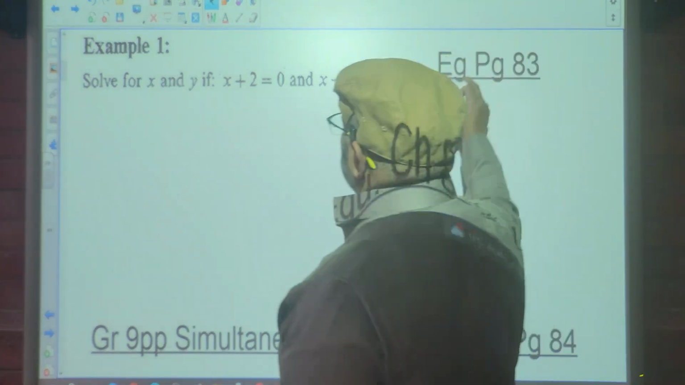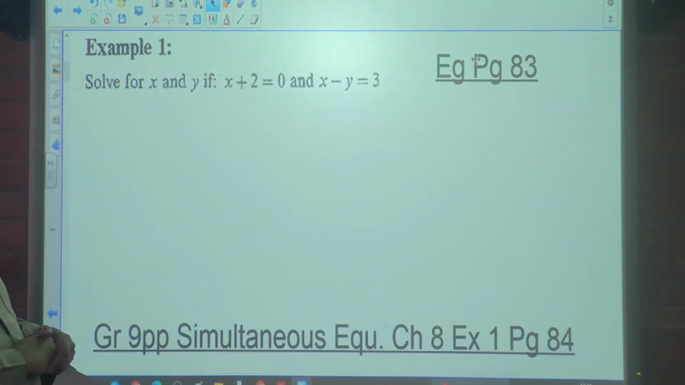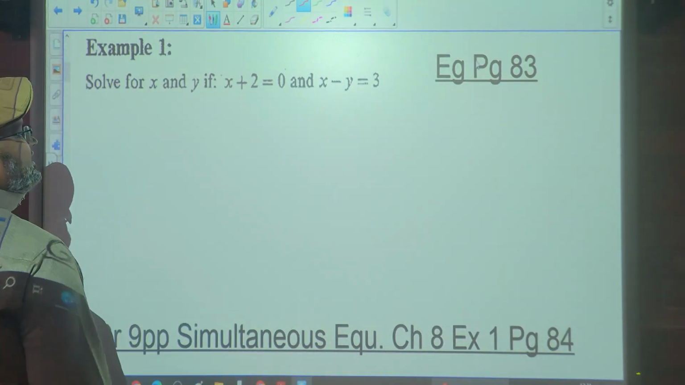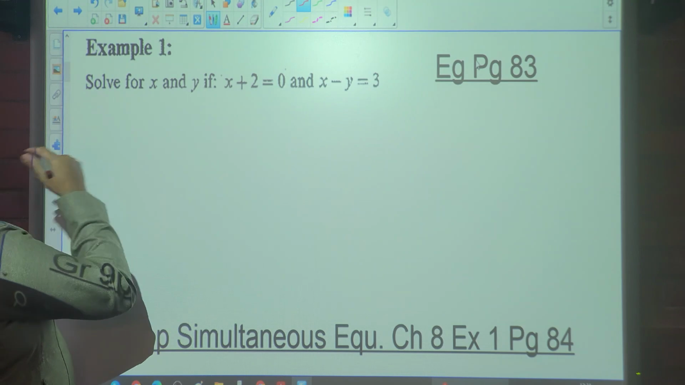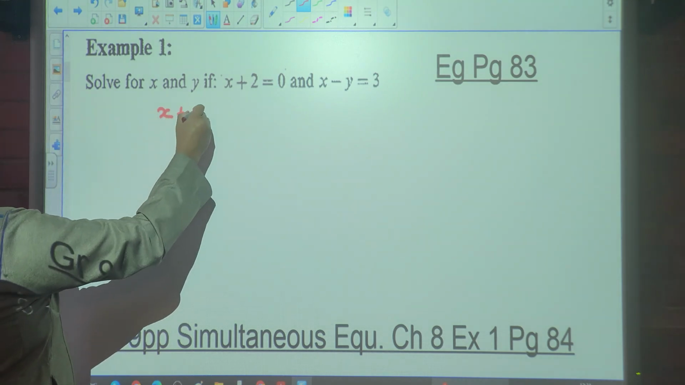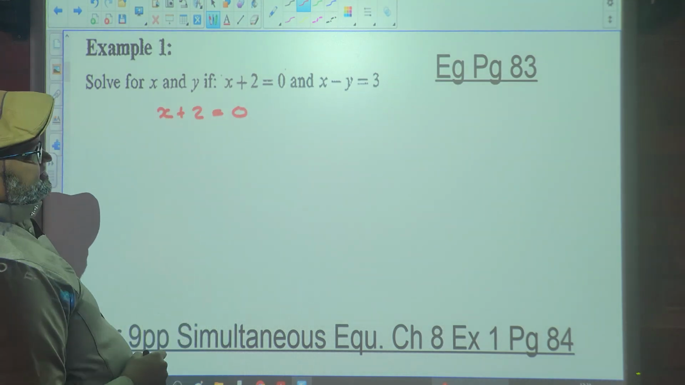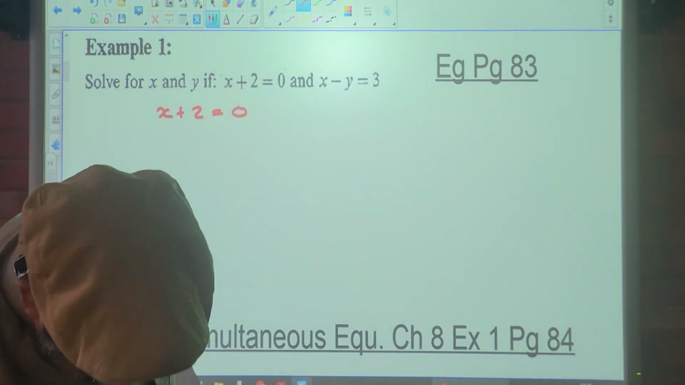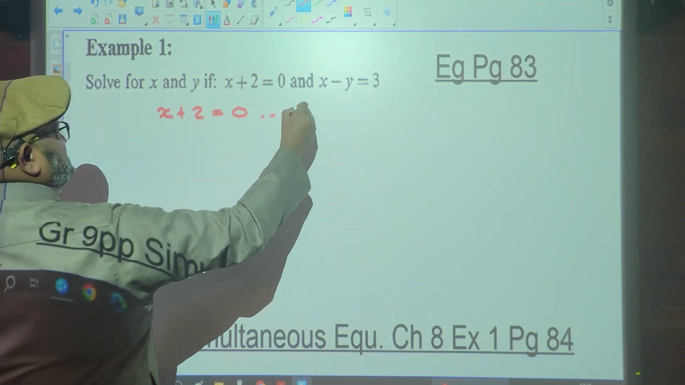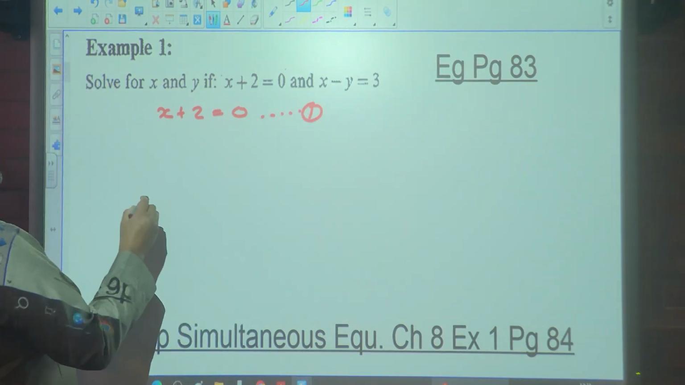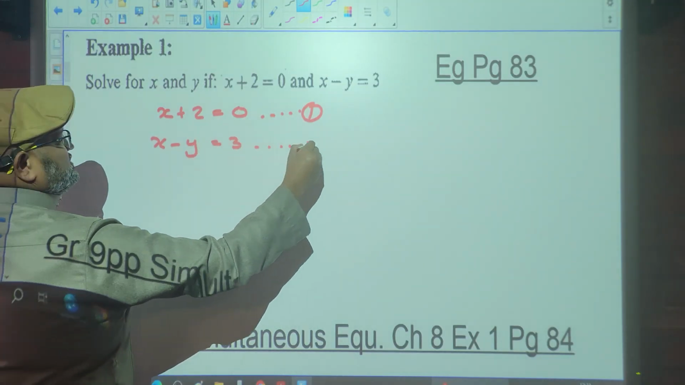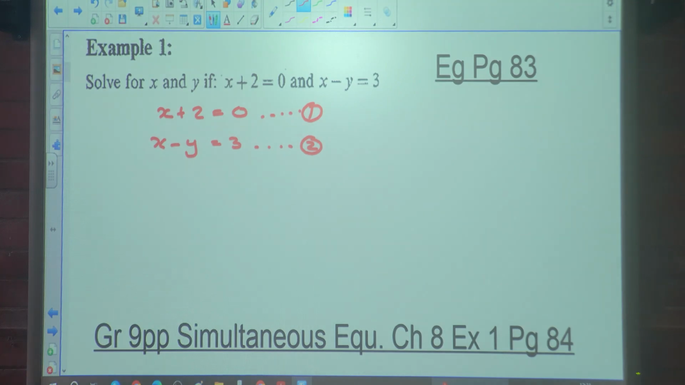So the question says solve for x and y if x plus 2 is equal to 0 and x minus y is equal to 3. So you see we got x plus 2 is equal to 0. Okay? And we named this equation 1. And then we got x minus y is equal to 3, and this is equation 2. Okay.